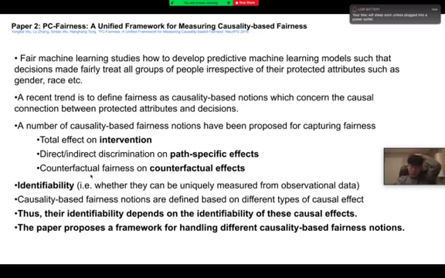But there's a thing called identifiability, which concerns whether they can be uniquely measured from observational data. Causality-based fairness notions are defined based on different types of causal effects, and thus their identifiability depends on the identifiability of these causal effects. And this paper proposes a framework for handling different causality-based fairness notions.